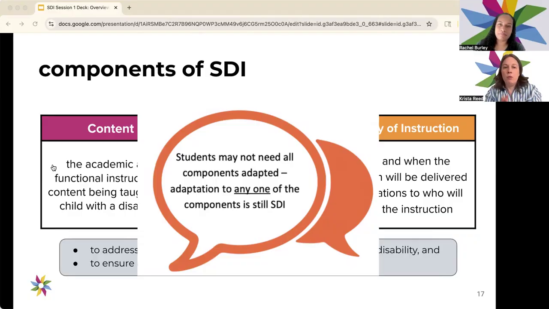I want to clear up a misconception: we do not need to be adapting in all three areas for it to be considered SDI. If we are adapting the content, but using all of the same methods and doing no adaptation to the delivery of the instruction, it's still SDI, right? You don't need all components adapted for it to qualify. Maybe we are just changing the methodology and leaving the content exactly as it is for most other students.